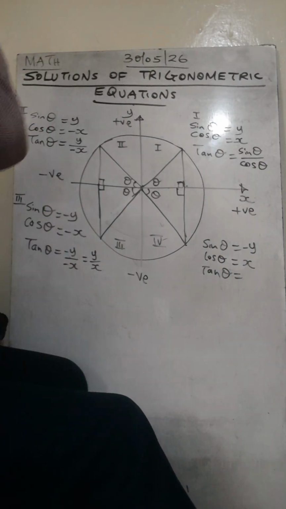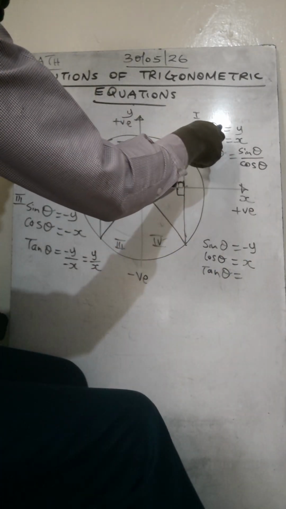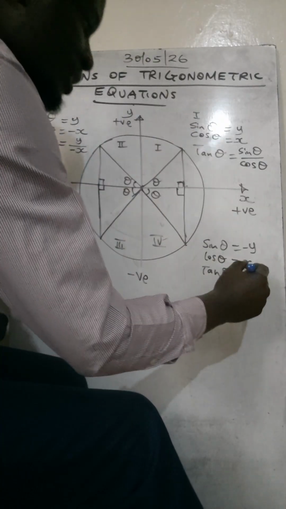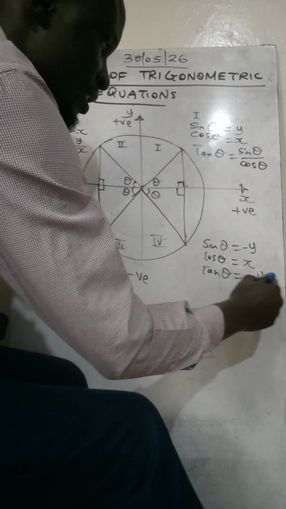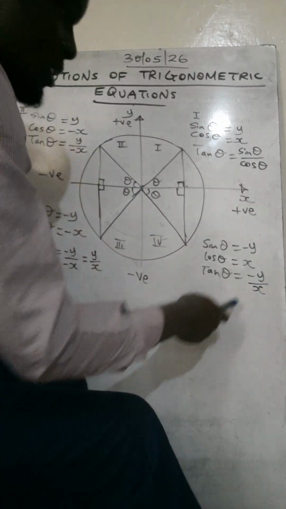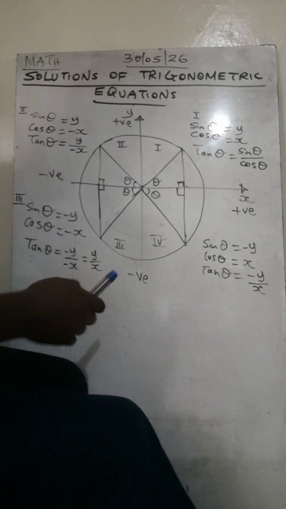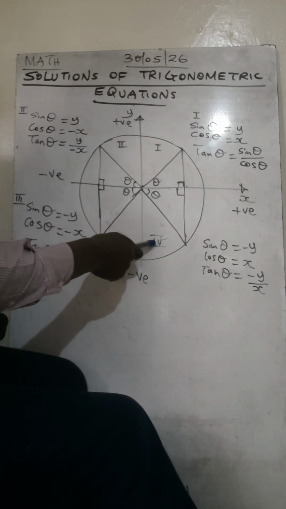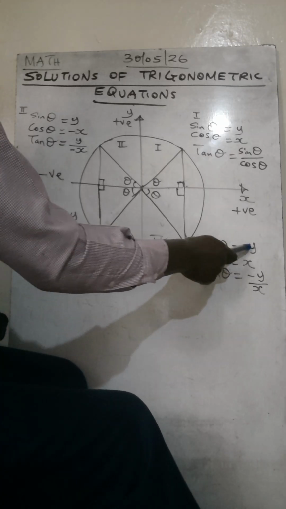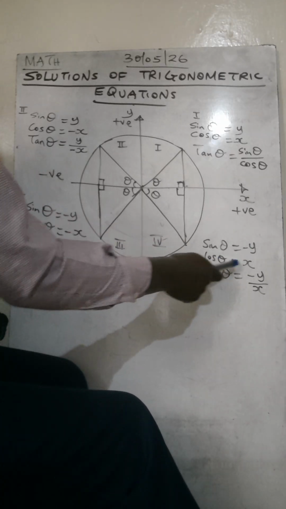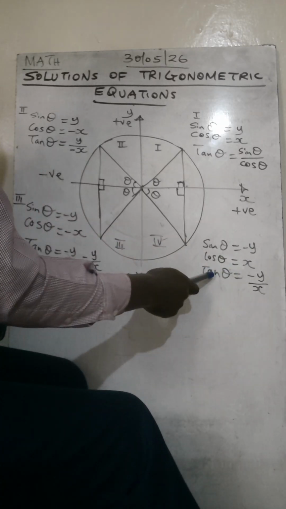Then tangent of theta is sine divided by cosine. That means negative y divided by positive x. That gives you an overall negative value. So that means in this quadrant, the fourth quadrant, the value of sine is negative, the value of cosine is positive, the value of tangent is negative.